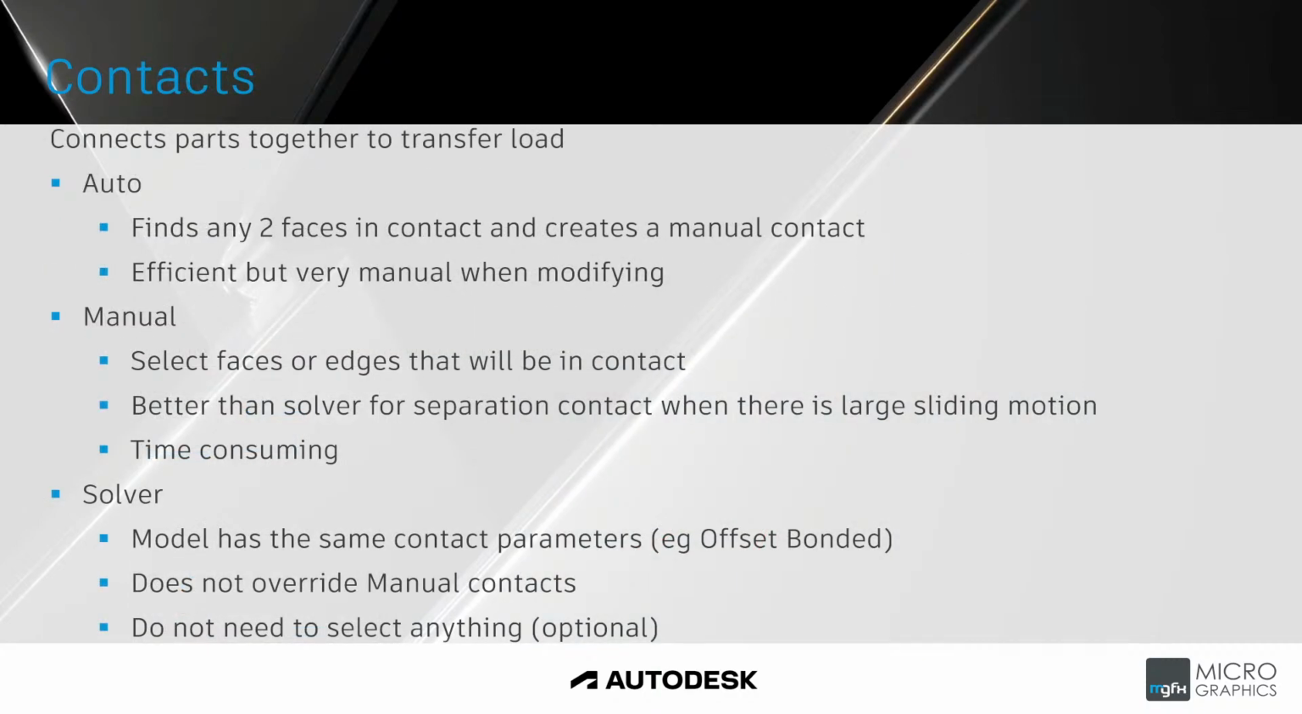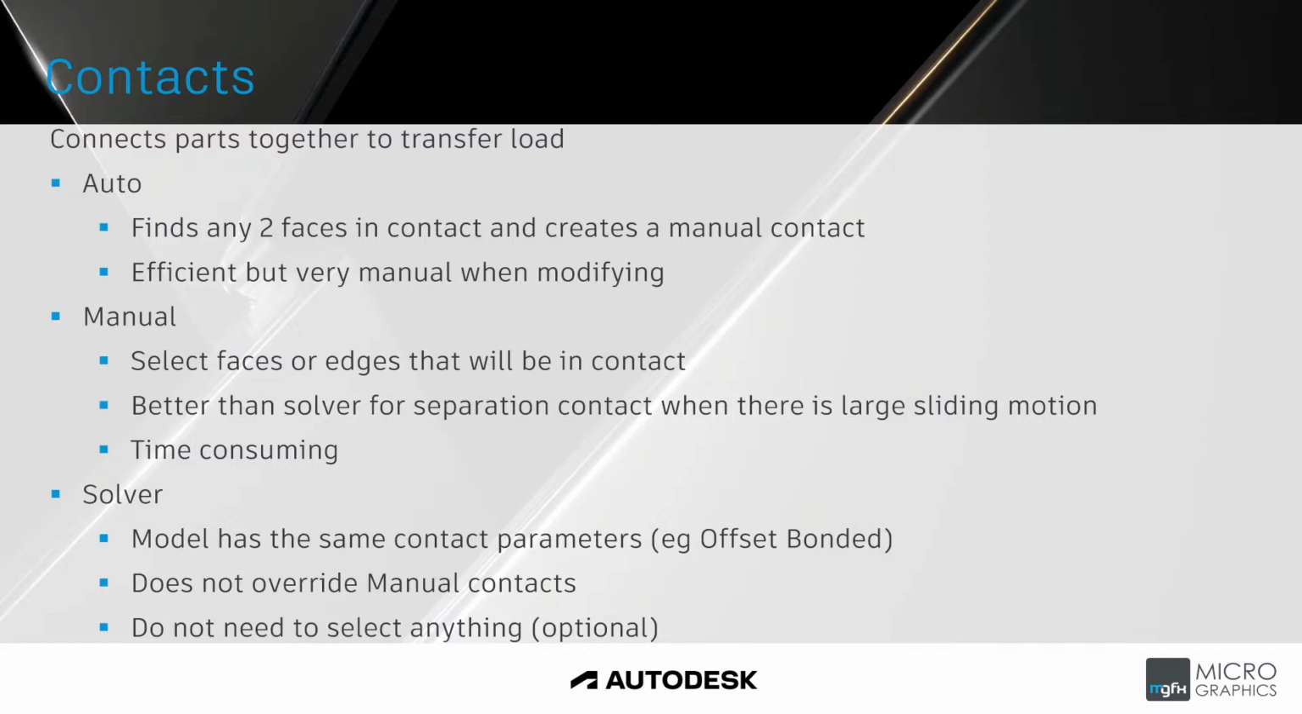Okay, so the next part we're going to go onto is contact. This is where we've got a whole lot of parts in an assembly, and we need to make sure that they're all connected, so that when you put a force on one, if it's touching the other, it will move or deform it in the way that it's supposed to. So these contacts connect parts together to transfer your load.